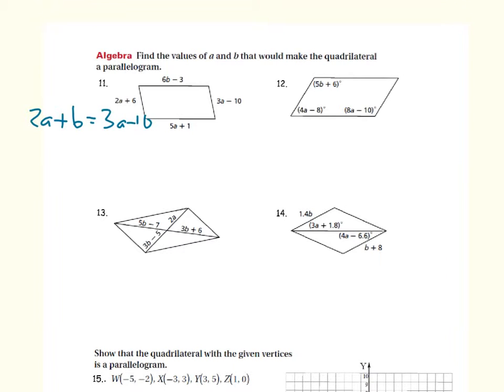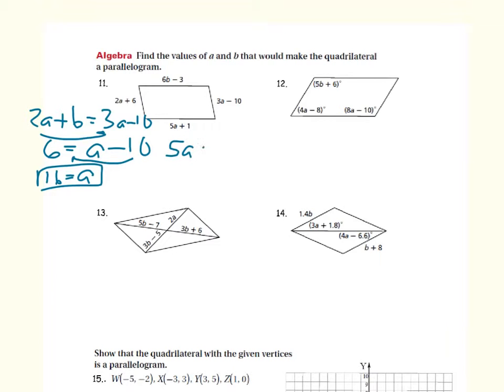Now, from this point, I'm just going to solve for a. So I'm going to move 2a to the other side, so I get 6 is equal to a minus 10. And now I'm going to move 10 to the other side, and I get 16 is equal to a. So a equal to 16 would make this a parallelogram.